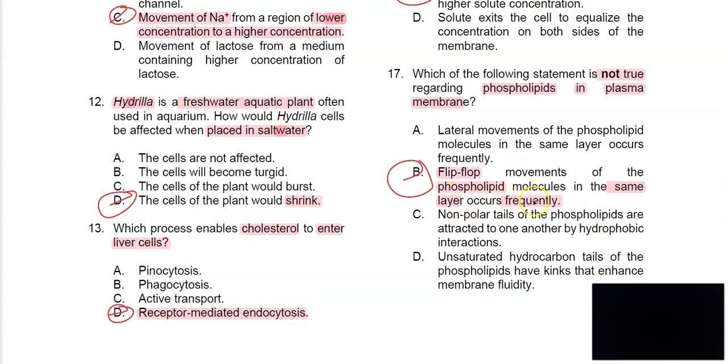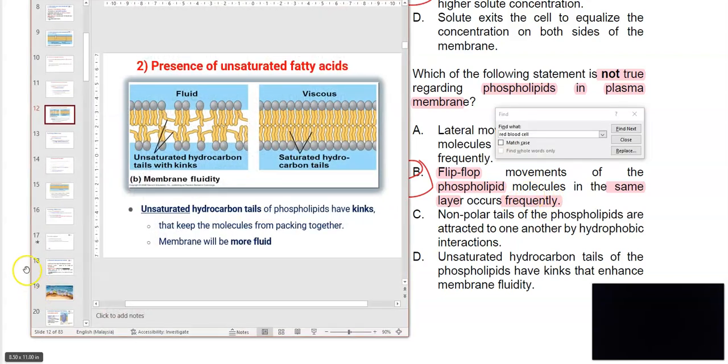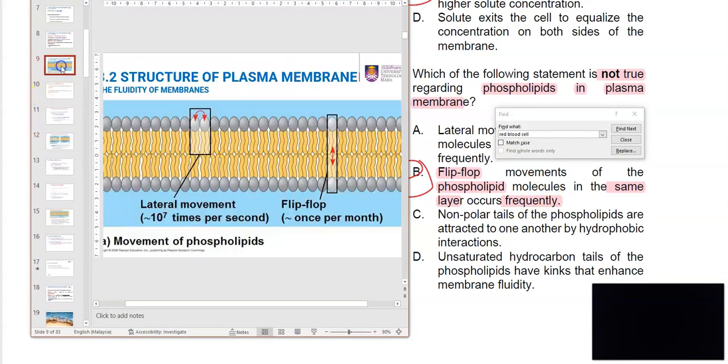Frequent movement of flip flop is also incorrect because flip flop movement of phospholipid molecules will occur rarely. So if you look at this note, lateral movement will occur really frequently, really fast. As for flip flop, it occurs really rarely. It involves the movement of the phospholipid molecule to change place from top to bottom and vice versa.